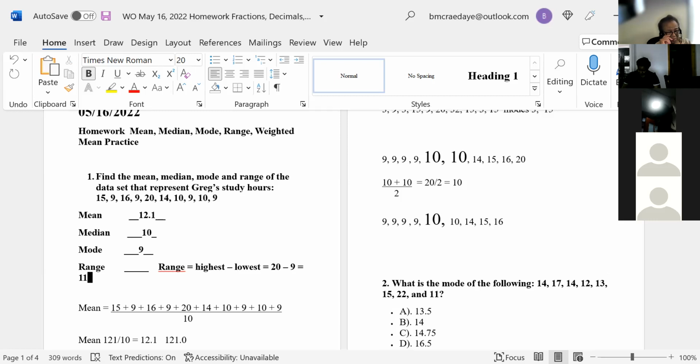Miss, I made a mistake. You got to subtract your lowest data from your highest. I got that one right, Miss Barbara. Very good. Is it B? So your range is 11. You just put it in the blank here. 11. Yes.